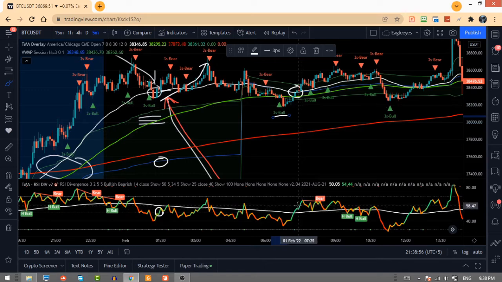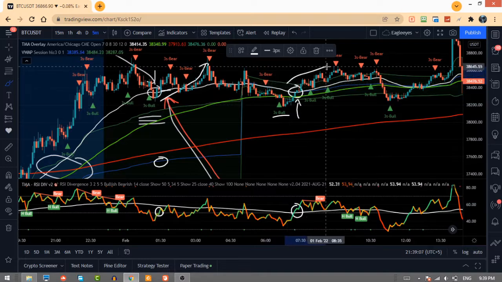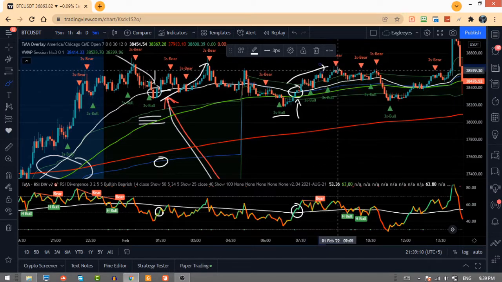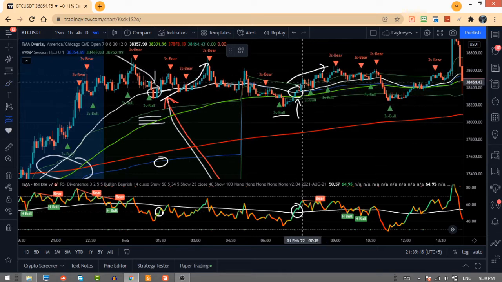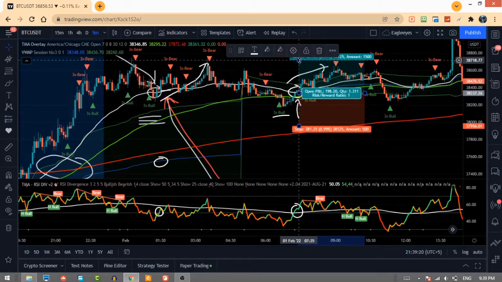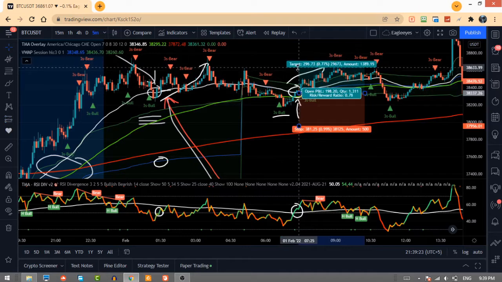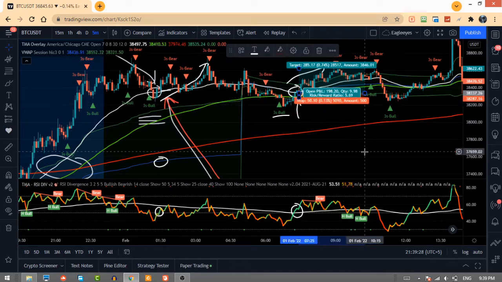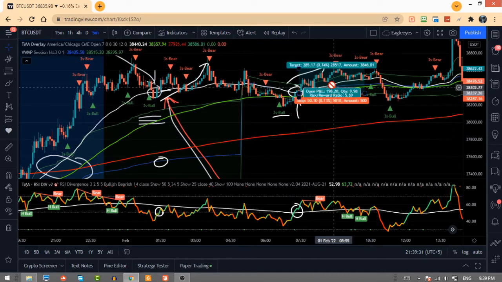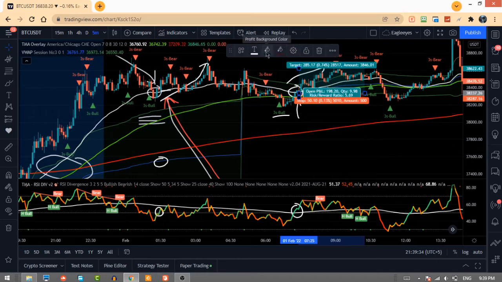Now we will look for confirmation using our TDI TMA divergence, which is above the 50 line of the RSI oscillator. So we will be confirming this because TMA divergence is also green and above 50, and we will take our long position here. We will be aiming for about a 0.5% gain or 0.80% gain, and the stop loss will be below the 50 SMA.